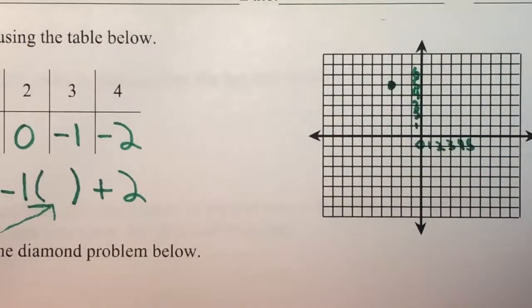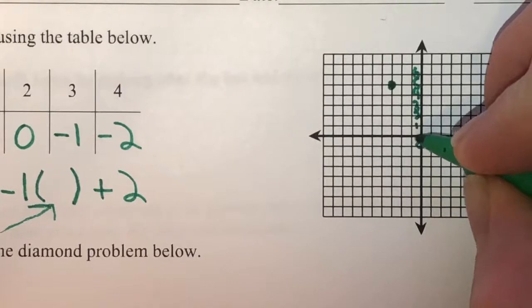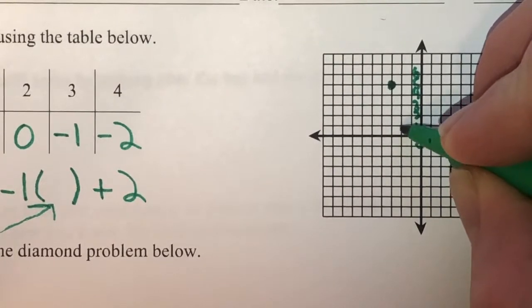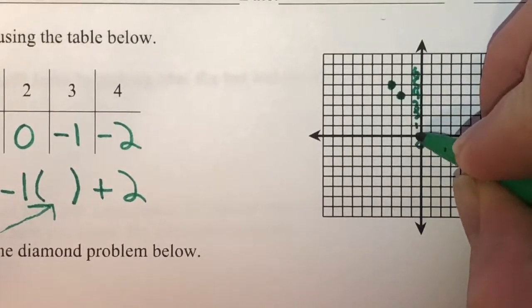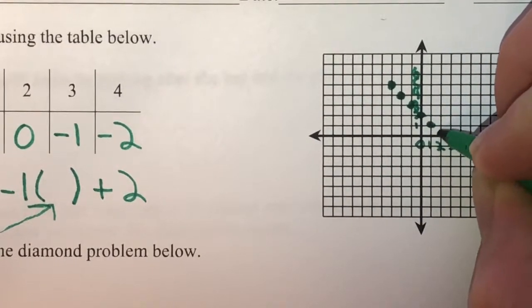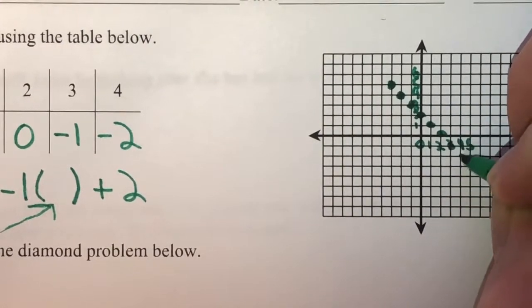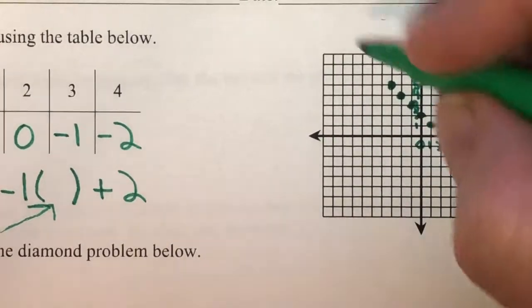Put my first point, and I keep putting all of my points in on my graph. So -2 is right here, up 4, 1, 2, 3, 4. And I keep putting my points on my graph, and you'll see that it kind of starts doing this diagonal thing all the way down. And what you want to do in the end is take a straight edge and you just connect all your points.